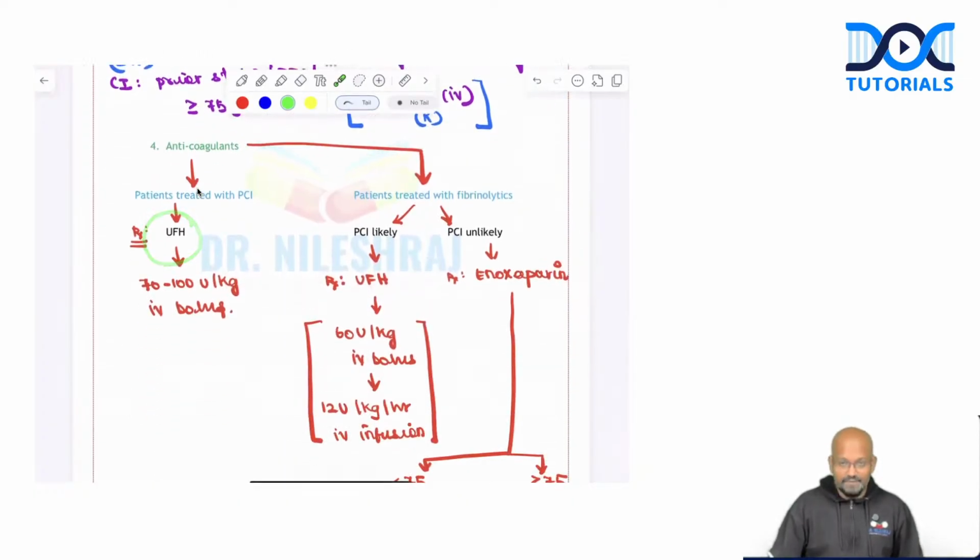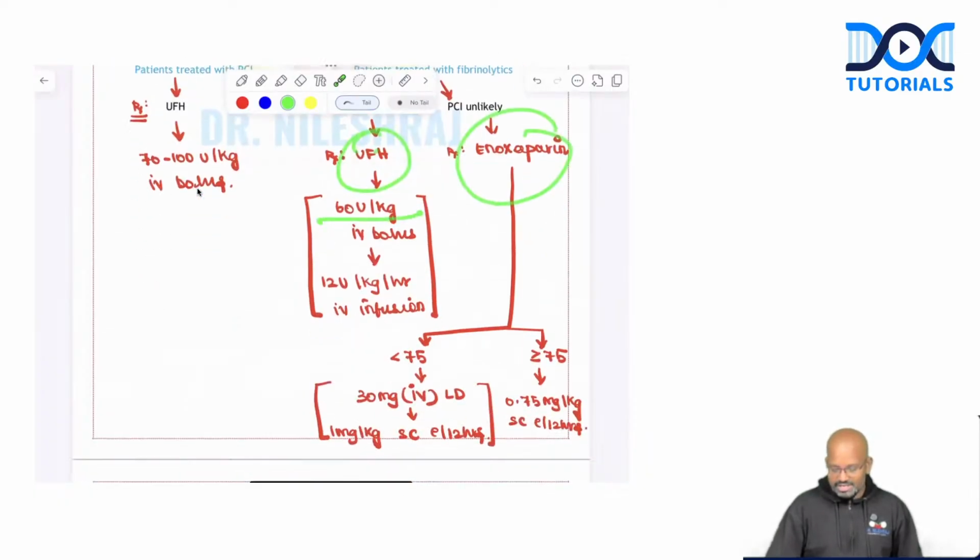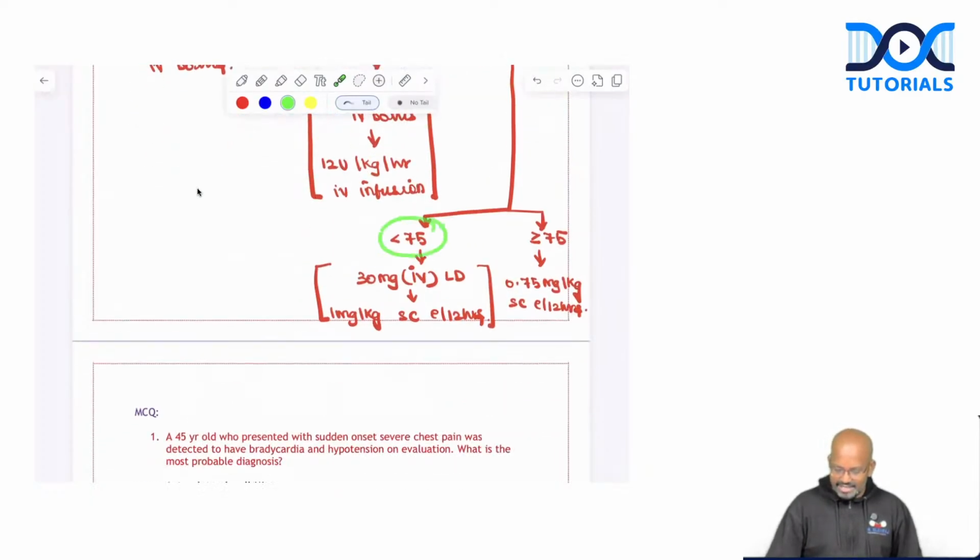Anticoagulants, unfractionated heparin or enoxaparin. What's the drug dose of UFH? 60 units per kilogram IV bolus followed by 12 units per kilogram per hour IV infusion. Enoxaparin, less than 75, this is the drug dose. More than or equal to 75, that's the drug dose. Again, drug dose is very important, especially for acute MI, status epilepticus, status asthmaticus. In all of these cases, the drug dose is important, guys. That's why we are discussing that in detail.